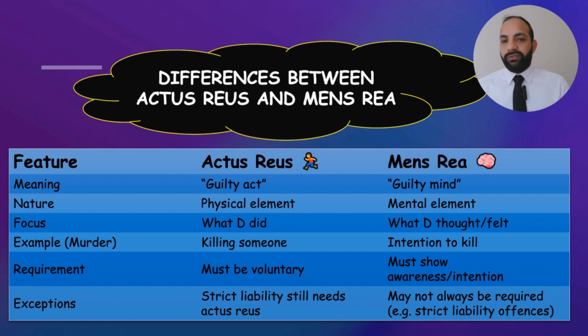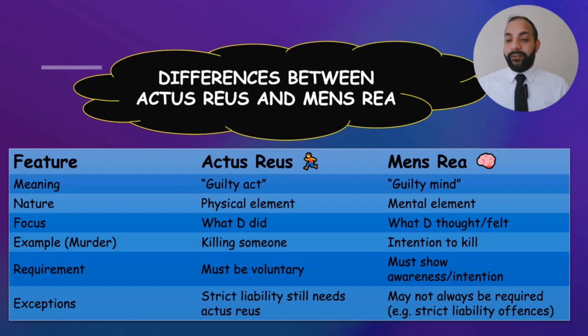Example, killing someone is actus reus. It could be caused through anything. If you're killing somebody, that is actus reus, but if you intend to kill somebody, that is mens rea. Requirements: there must be a voluntary act, and mens rea must show awareness or intention.